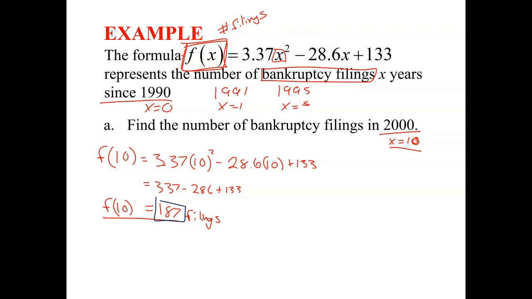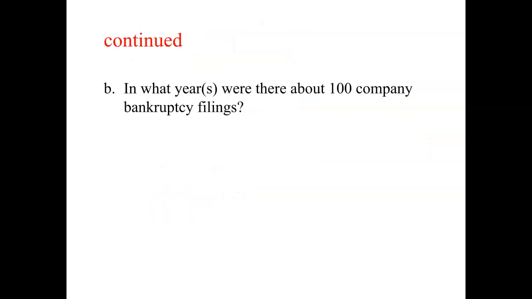Now part B on the next slide asks, in what years are there 100 filings? What year are there 100 filings? So what am I going to do instead with the 100? F of X becomes 100. Because it's asking what year, so we're solving for X, do we have 100 filings? We already established that f of X represents the number of filings. So I would take f of X, replace it with 100, and then write the rest of my equation.